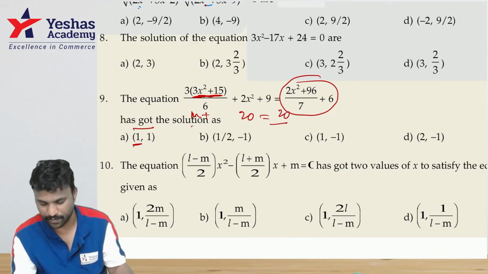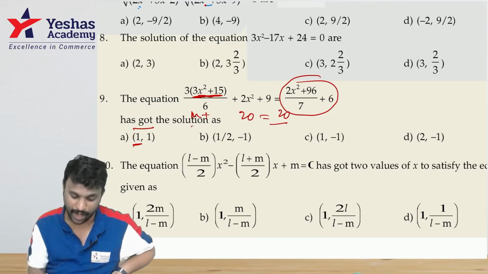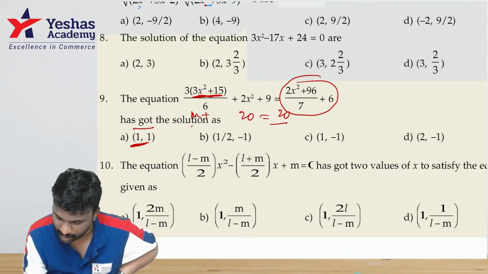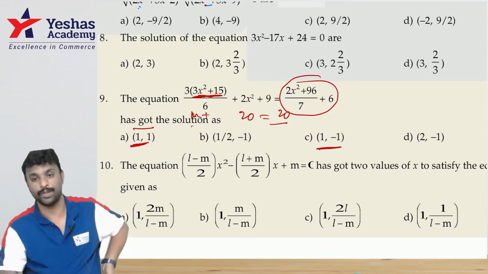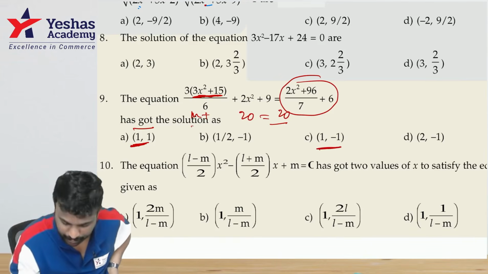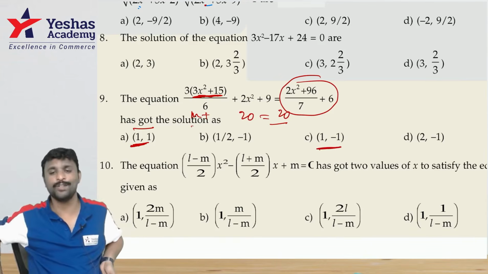So 1 is satisfying. Guys, it could be option A or it could be option C also. We'll just check with minus 1, because minus 1 also should satisfy.